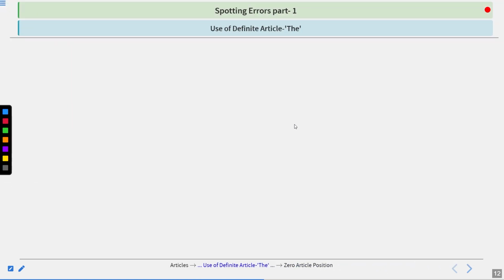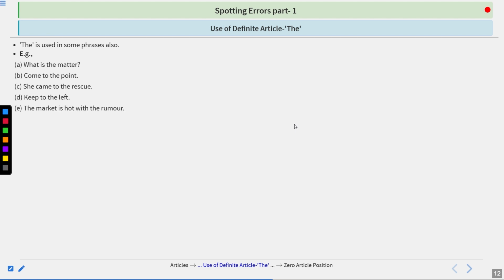Use a definite article "the". "The" is used in some phrases also. Example: what is the matter? Come to the point. She came to the rescue. Keep to the left. The market is hot with the rumor. He is in the wrong.